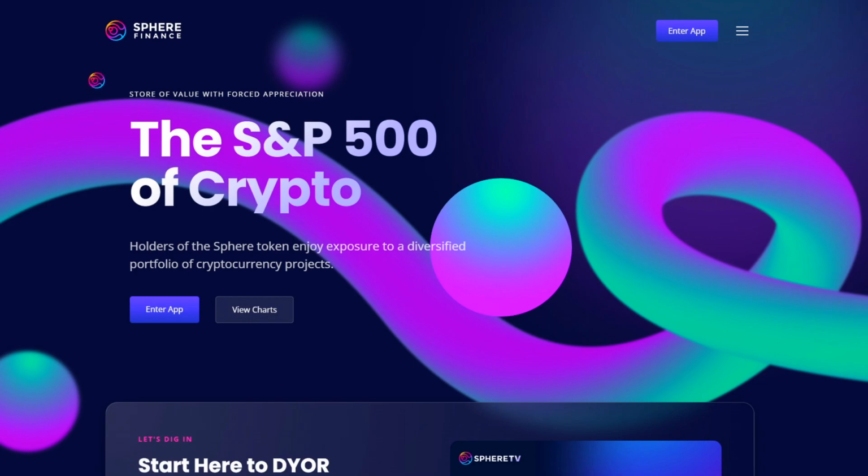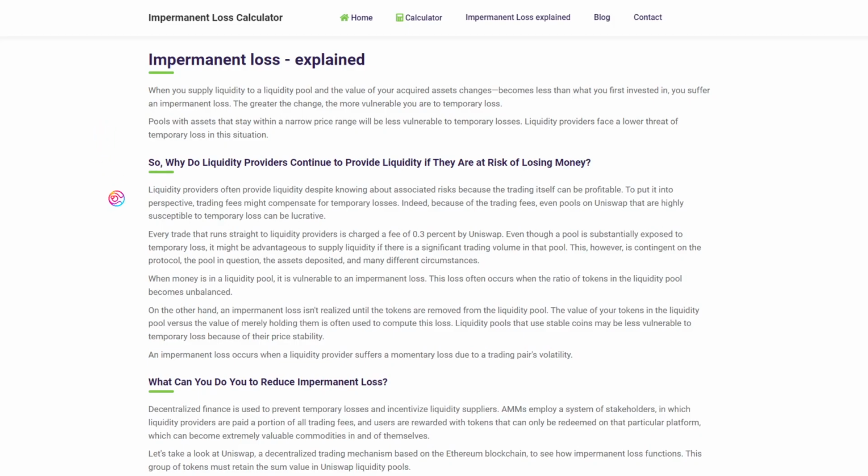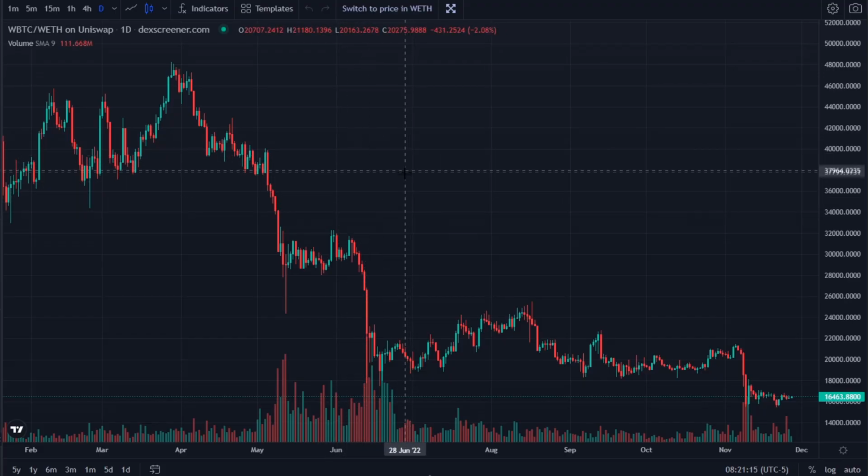But before we talk about the impact of impermanent loss on veSPHERE, we have to first define it. Impermanent loss refers to the loss of value that occurs from providing liquidity versus simply holding the tokens separately in your wallet without providing liquidity, and is a direct consequence of the X times Y equals K mathematical model of automated market makers.